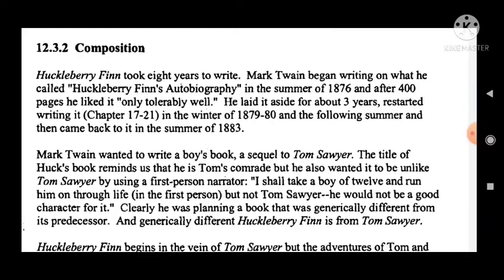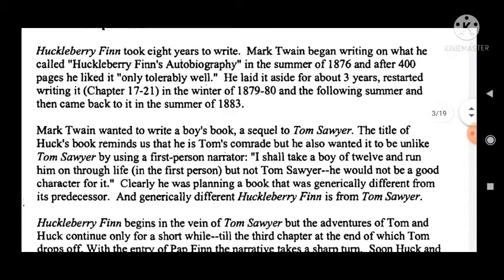So here is the composition. Huckleberry Finn took 8 years to write. Mark Twain began writing what he called Huckleberry Finn's autobiography in the summer of 1876, and after 400 pages he liked it only tolerably well. He laid it aside for about 3 years, restarted writing it in the winter of 1879 to 80 and the following summer, and then came back to it in the summer of 1883.